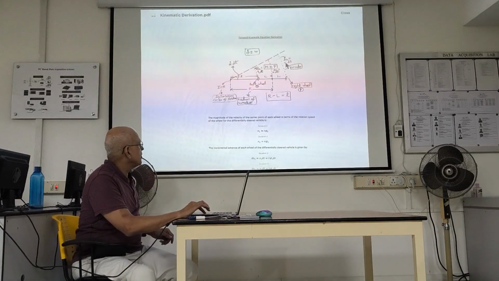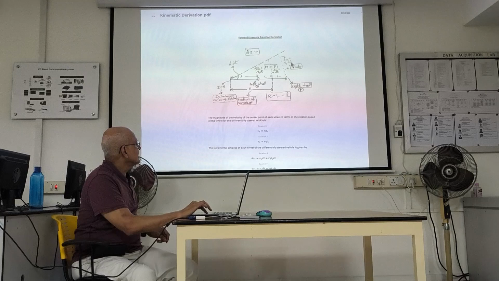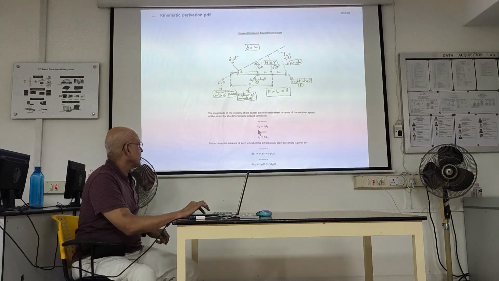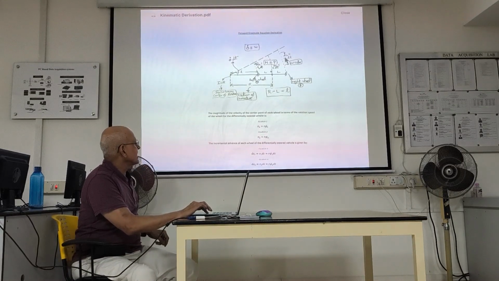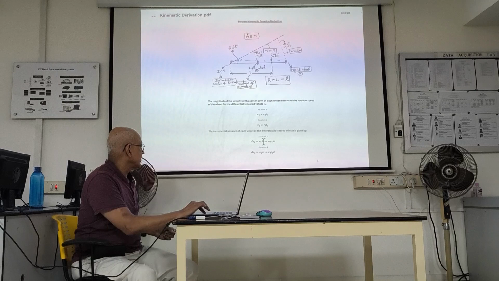So the right wheel's V1 dt is ds1. That means this arc length is V1 dt. And V1 itself is R51 dot. So here it is. V1 is R51 dot. Is that clear? V2 is R52 dot. And if you want to convert it to a distance, then you take the velocity and multiply it by the incremental amount of time. So you get ds1 is equal to V1 dt is equal to R51 dot dt. And ds2 is V2 dt is R52 dot dt.